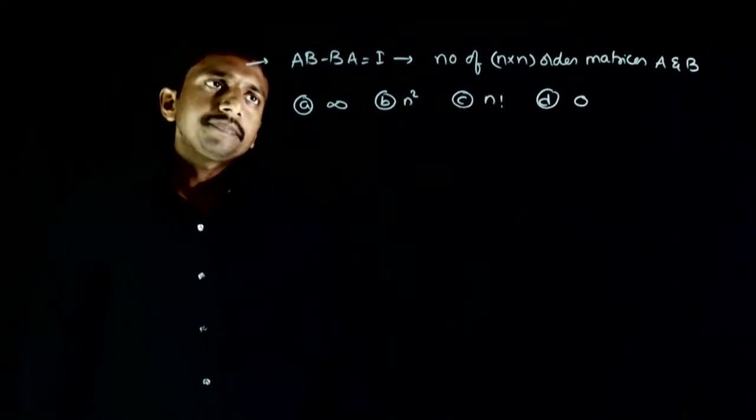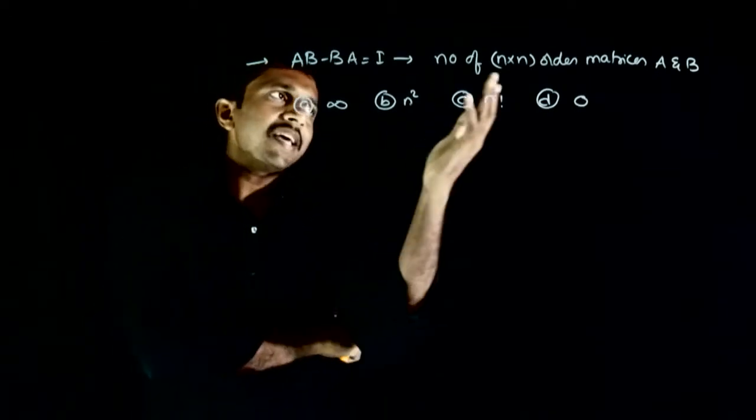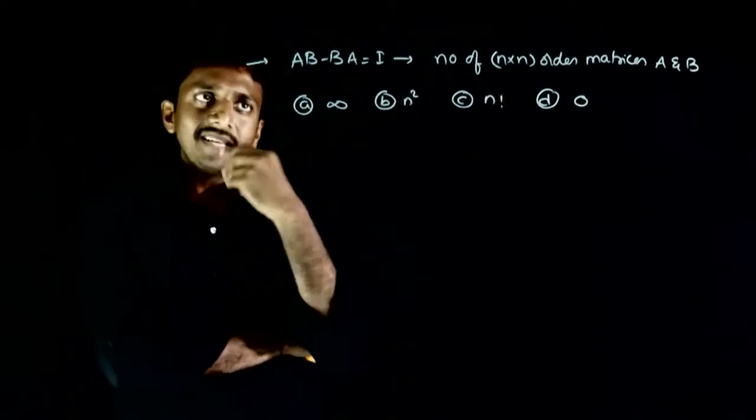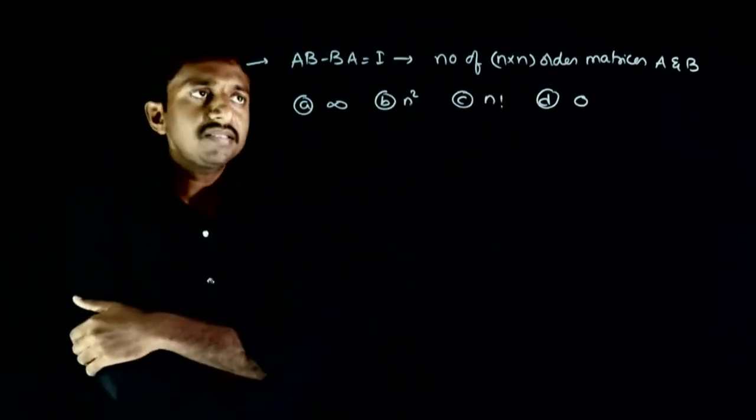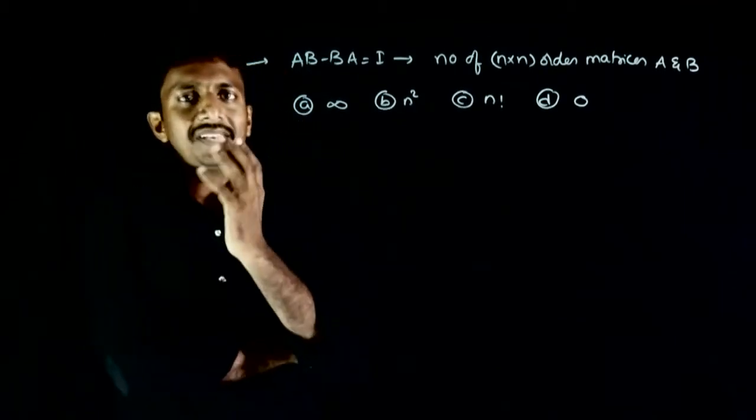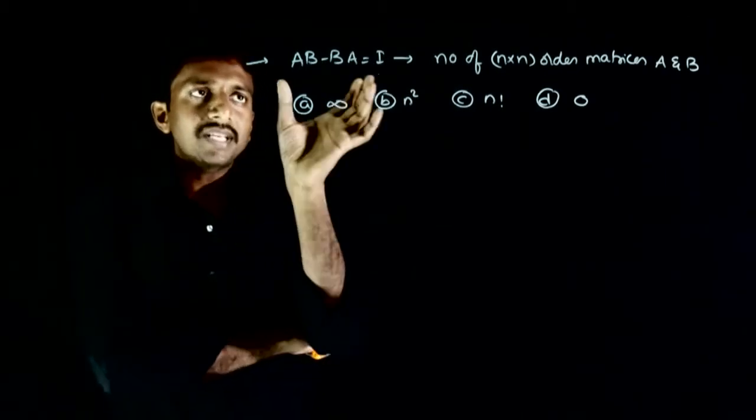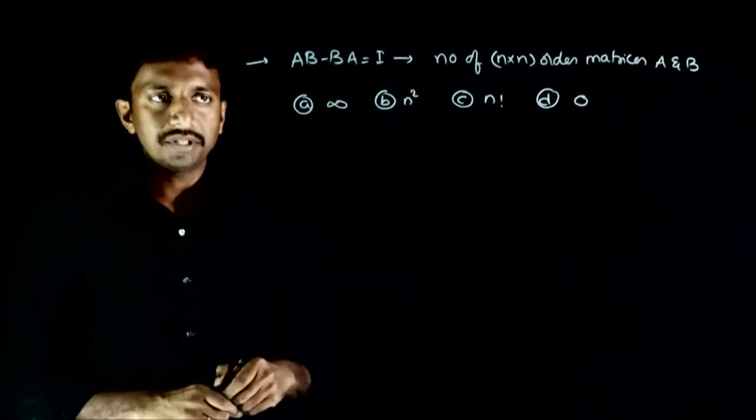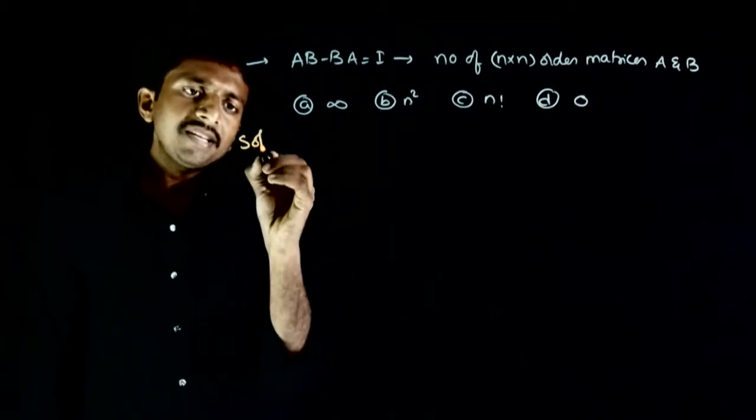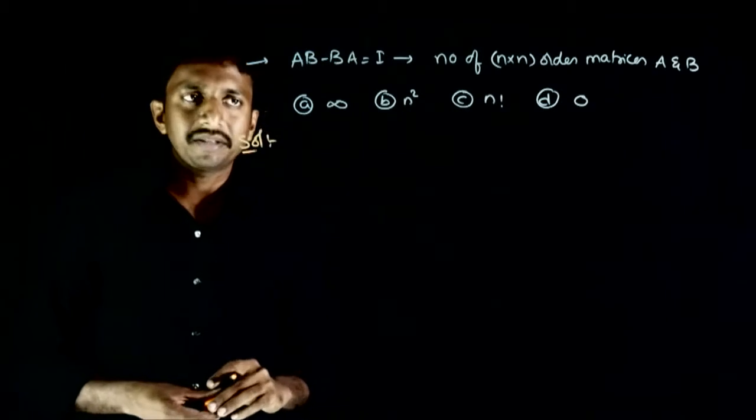So welcome students. This question mein diya hai. A and B are two n by n order matrices such that AB minus BA is an identity matrix. Aisa hai toh. So how many different matrices A and B can be formed such that they satisfy this equation? So AB minus BA is equal to I ko satisfy karne wala kitna matrices main nikal sakta.